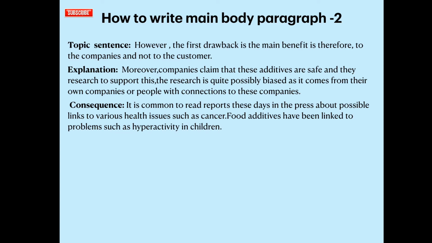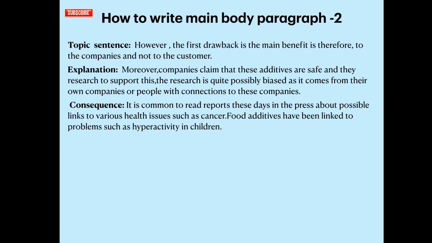So that can be written as, however, the first drawback is the main benefit is therefore to the companies and not to the customer. So this we are going to put it in the paragraph. This is the main idea. Now the next sentence is explanation. We are going to expand the main idea in this sentence. We can use the phrases like moreover, however, apart from.